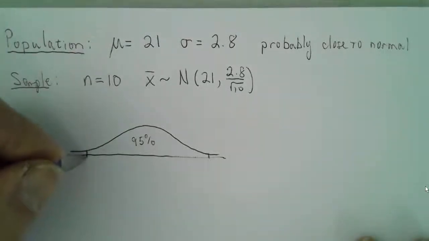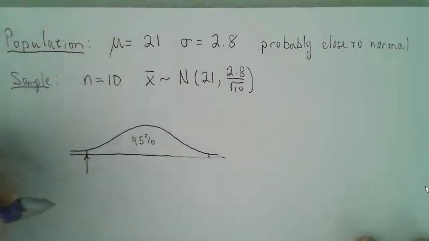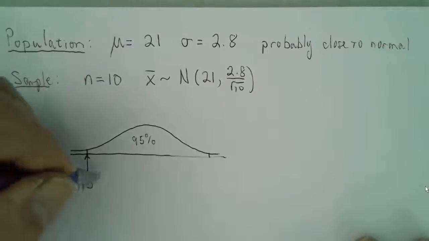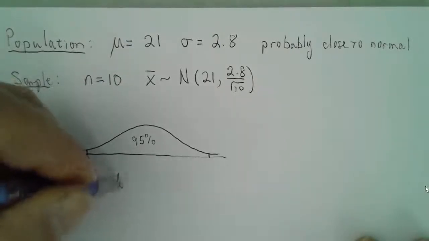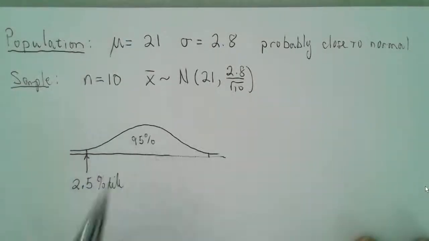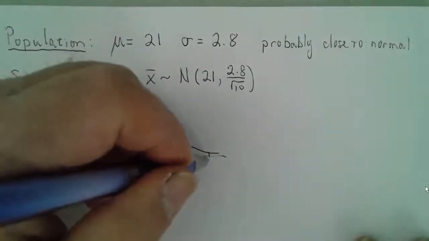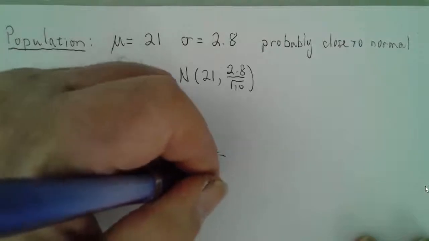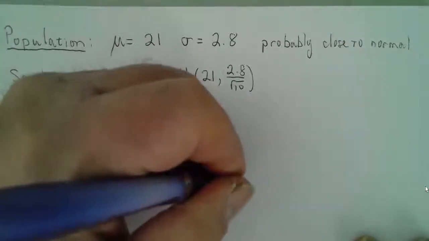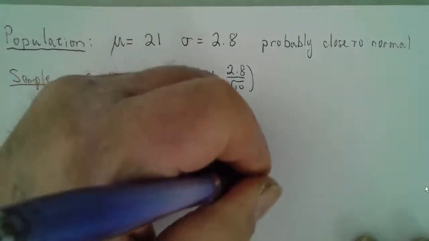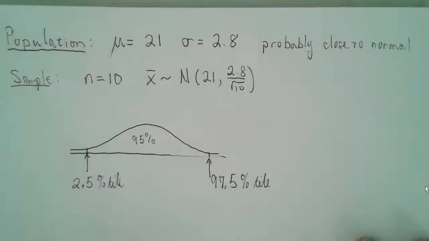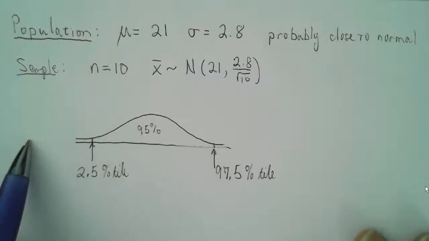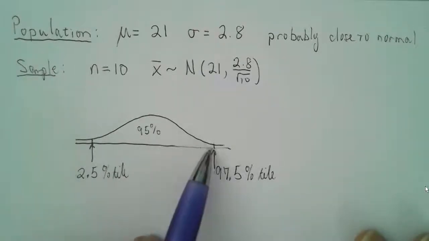So right at this point is going to be the 2.5 percentile of whatever distribution we're working with. And that point right there is going to be at the 97.5 percentile. So what we're saying is the area from here all the way back is 97.5% or 0.975.